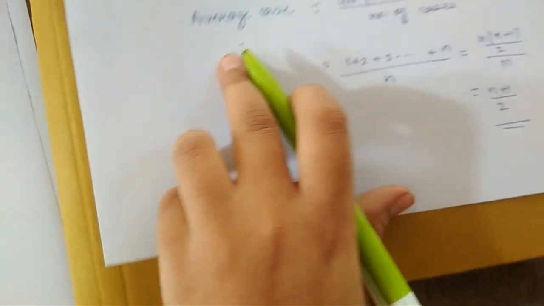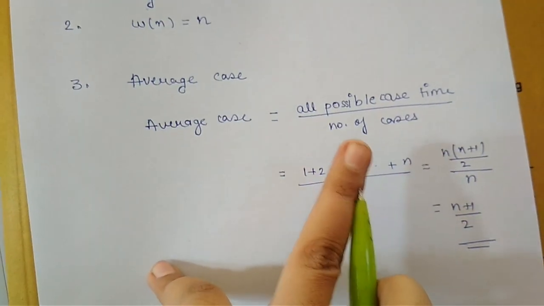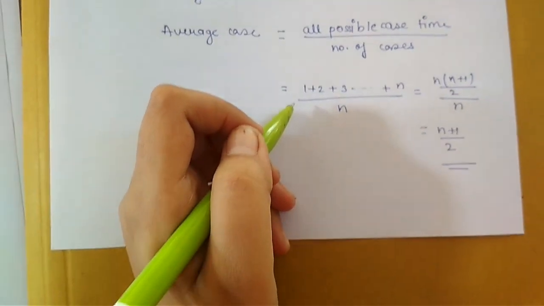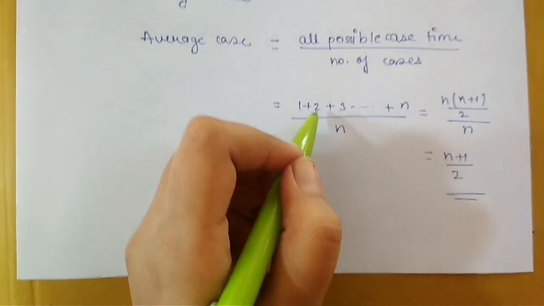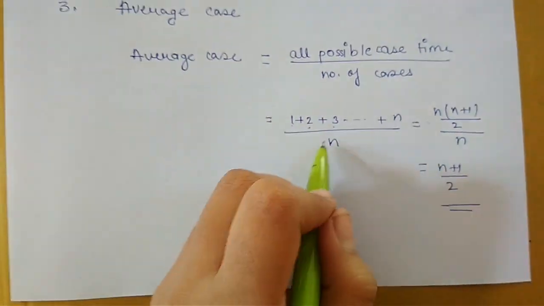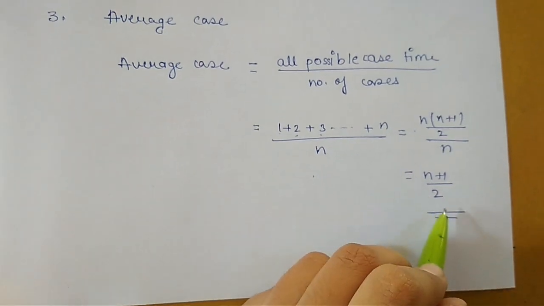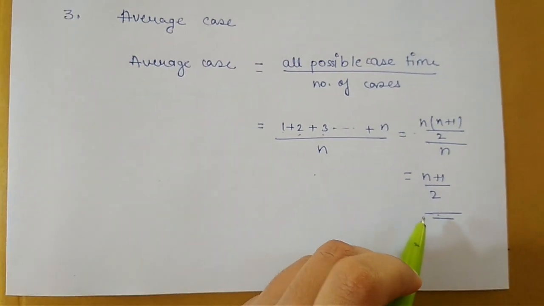Average case is equal to all the possible case times upon the number of cases. Say we have n numbers in an array, so 1 plus 2 plus 3 up to n, divided by the total number of cases, that is n. So this can be simplified as this, and this is called the average case time complexity.